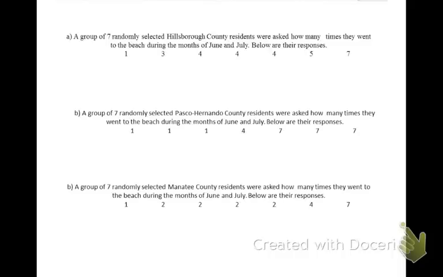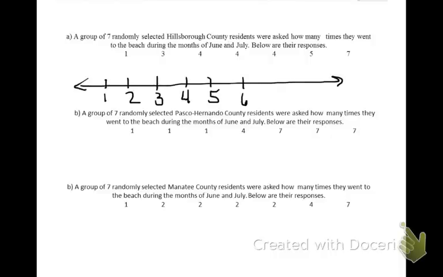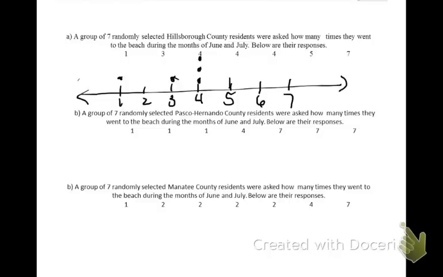A group of 7 randomly selected Hillsborough County residents were asked how many times they went to the beach during the months of June and July. The responses are below. To create a dot plot, first draw out a number line. Next, put a dot above each number on the number line. For the 1, I'll put a dot, 3, dot for the 5, and a dot for the 7.